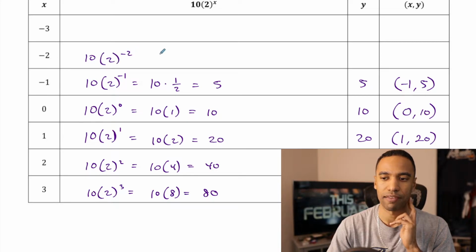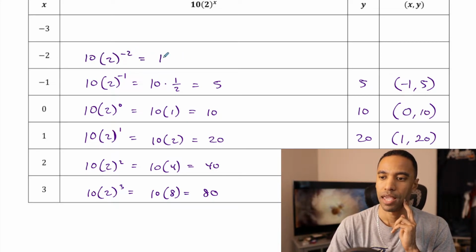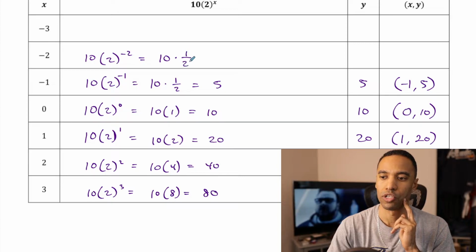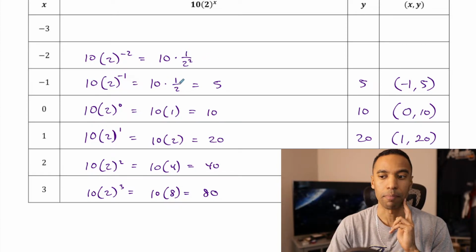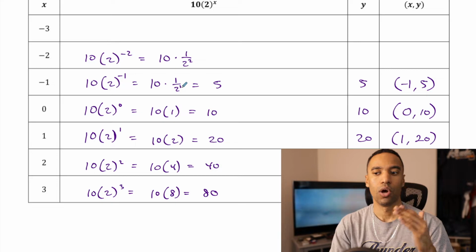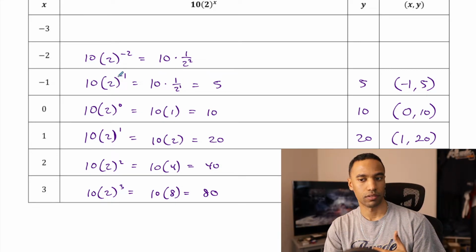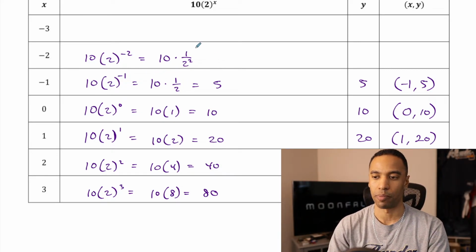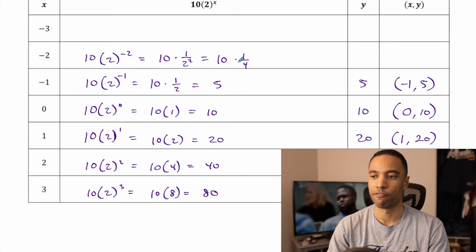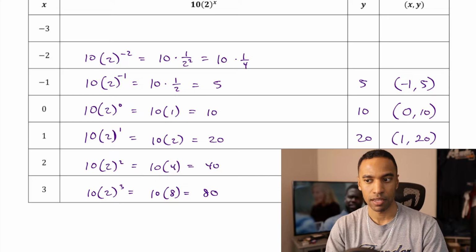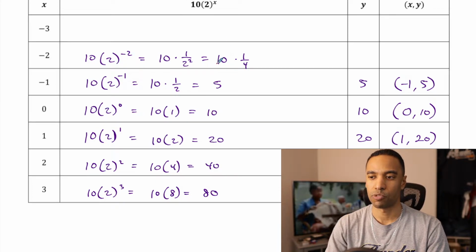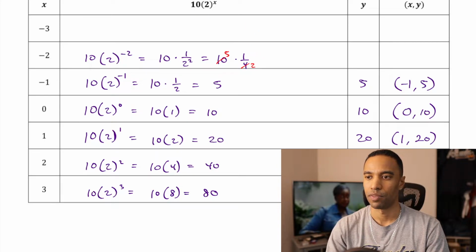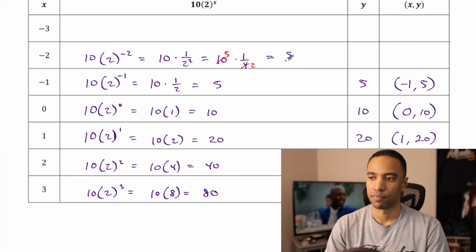10 times 2 to the negative second power is 10 times 1 over 2 squared. By the way, why was this 1/2? That's 2 to the first. 2 to the negative first power is just 1 over 2 to the positive first. And 1 over 2 squared is 1/4. So this is 10 times 1/4. Now 10 is dividing by 4, and both of these can divide by 2, and you get 5 over 2. 5 times 1 is 5. So you're left with 5 halves.